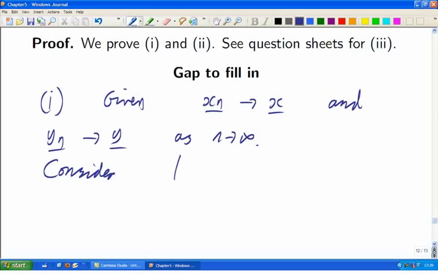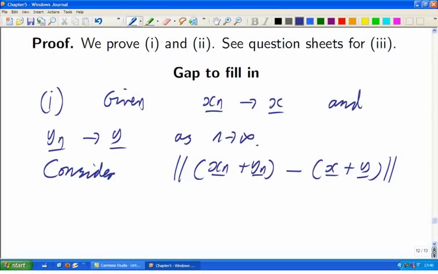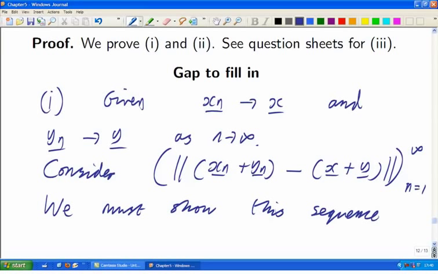Consider, well, we want to look at the norm of the difference: the norm of xn plus yn minus x plus y. We've got to show that tends to zero. That's the definition of convergence that we're working with. So we've got to show that these non-negative real numbers are converging to zero. We must show this sequence converges to zero in R plus. So we could even write it as a sequence, n goes from 1 to infinity. We'll show this sequence converges to zero in R plus, or in R, in the usual sense. And we're going to use the sandwich theorem.